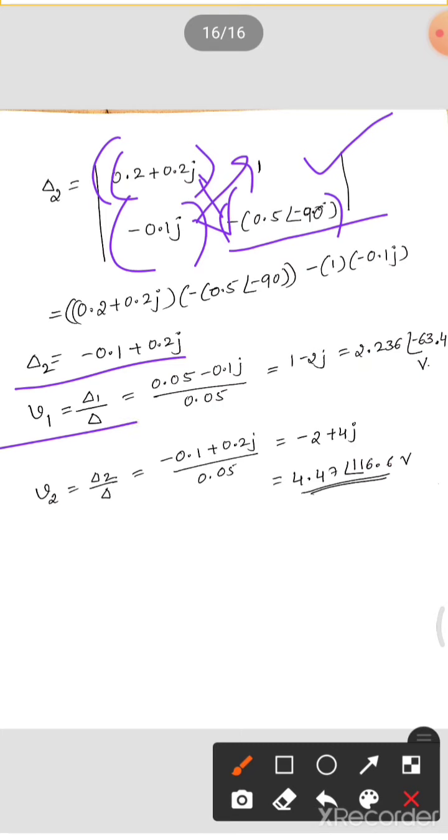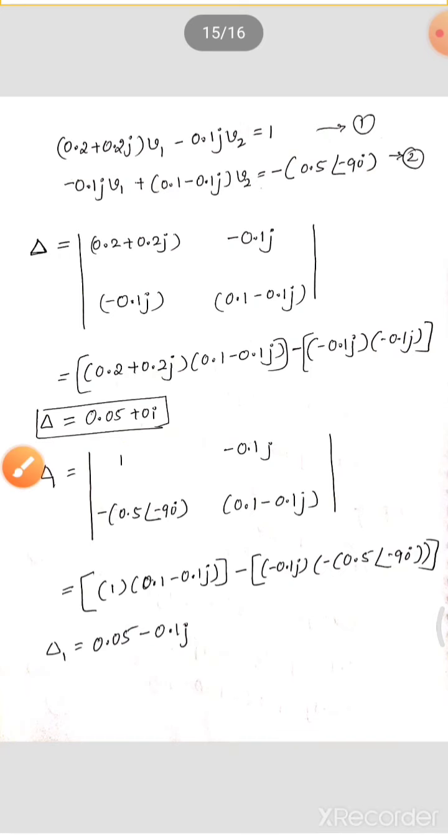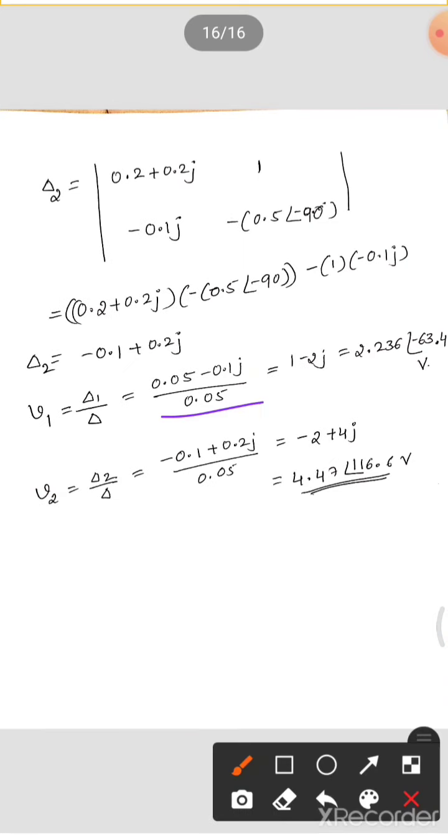Similarly, you can calculate V1 and V2. V1 can be calculated as delta 1 divided by delta. V2 can be calculated as delta 2 by delta. Delta 1 is 0.05 minus 0.1j, divided by delta, which is 0.05. When you do it, you get the rectangular form, which is 1 minus 2j. Once you convert into polar form, that is 2.23 at an angle minus 63.4 volts.